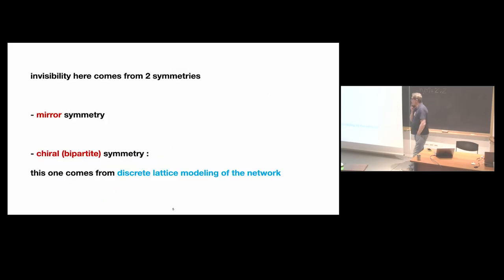So in this example, this invisibility is coming from two symmetries. So mirror symmetry, so it is right-left symmetry, can be obtained in any system in general, but the other is the chiral bipartite symmetry. And this one comes really from the discrete lattice modeling that is behind this type of setup, and it is the gain.